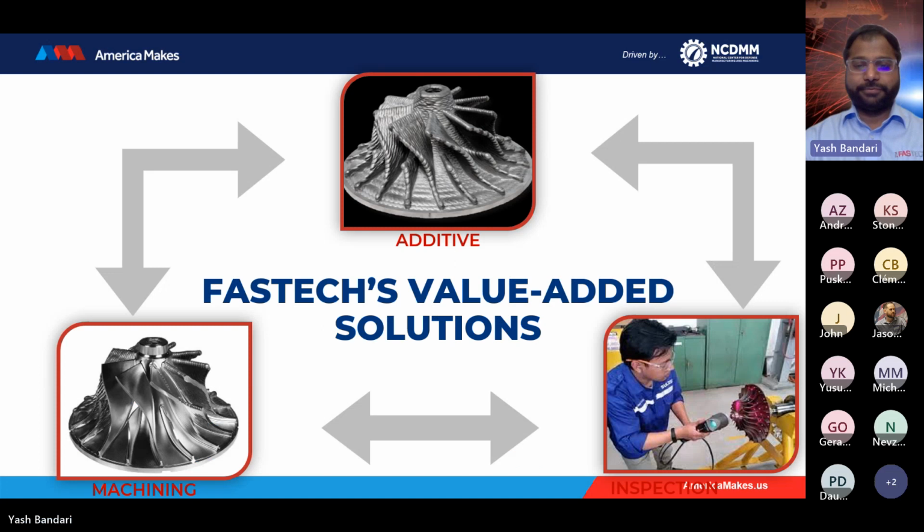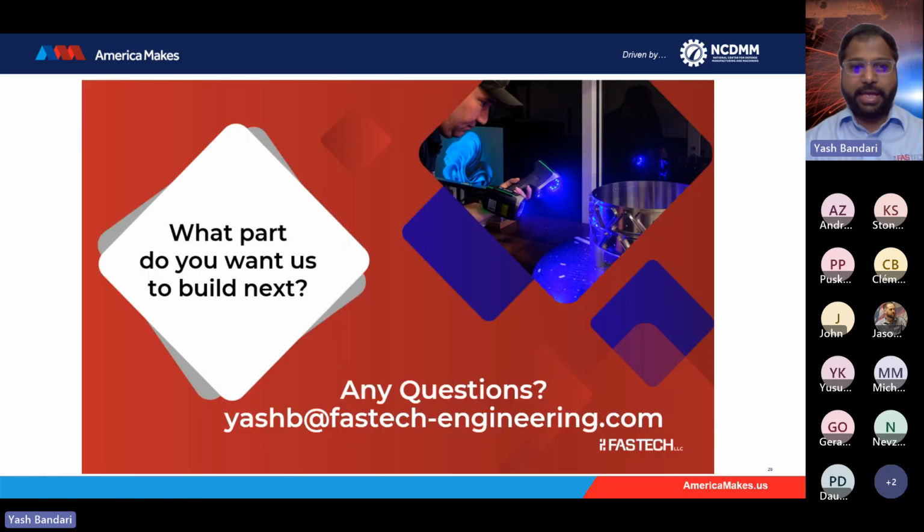To wrap up, FasTech is a company that does end-to-end manufacturing, right from additive to machining to inspection. All of these processes are important from a manufacturing standpoint, and they're all dependent on each other. They're not all independent. Sometimes we print, we scan, and then we go to machine, and then again we scan, and then we go back to additive. So it all depends upon the geometry of the component. This gets to the end of my presentation.